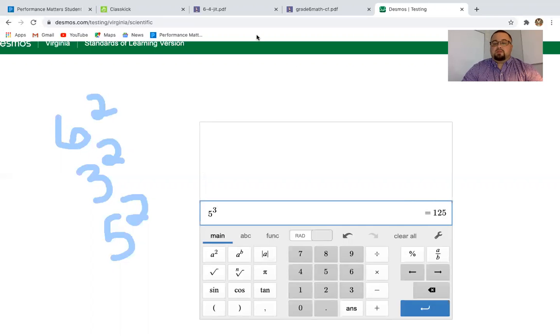So that's a quick explanation of what we'll be working with on exponents, how to type them in the calculator to figure out your answer, and what exactly a perfect square is. Thanks.